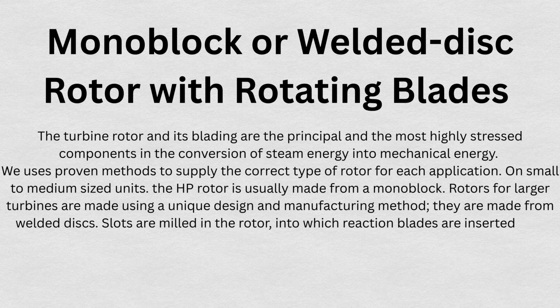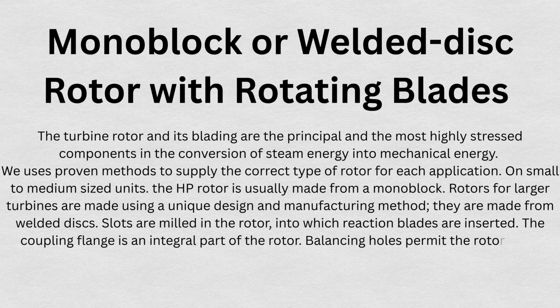Slots are milled in the rotor, into which reaction blades are inserted. The coupling flange is an integral part of the rotor. Balancing holes permit the rotor to be balanced with the casing closed.